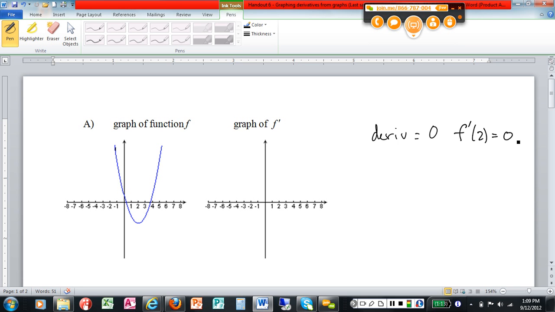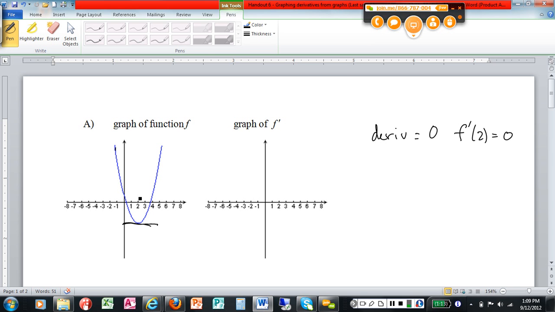Well, we know that because of the slope of the tangent line right there. You got a horizontal tangent line. Slope of a horizontal line is 0. Therefore, the derivative is 0. So, at 2, yes, I do have a derivative of 0.